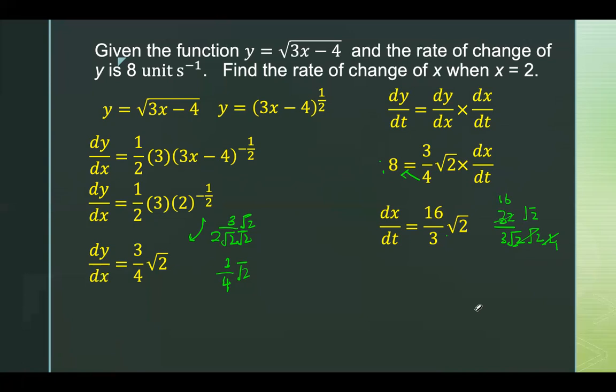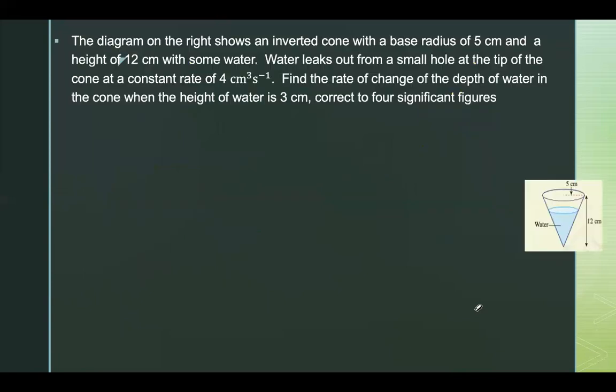Okay. So this is the step. If I want to find dx dt or dy dt, I must find dy dx at what is the value of x. Okay. And then we apply dy dt equals dy dx times dx dt. So the process is the same.